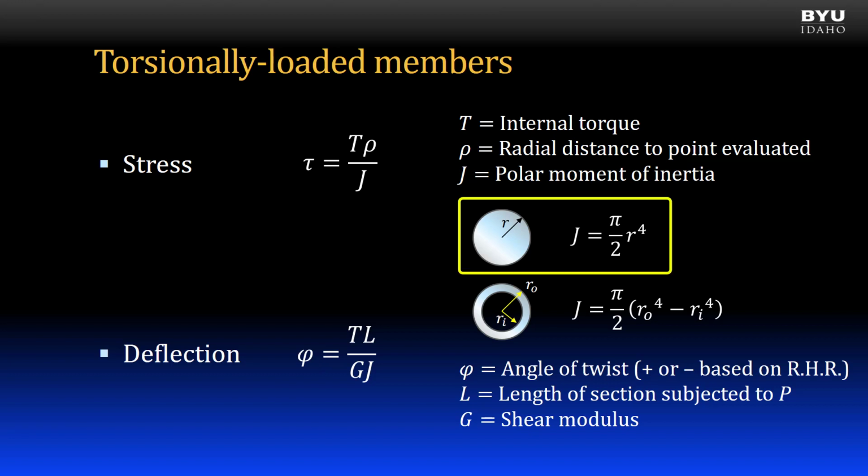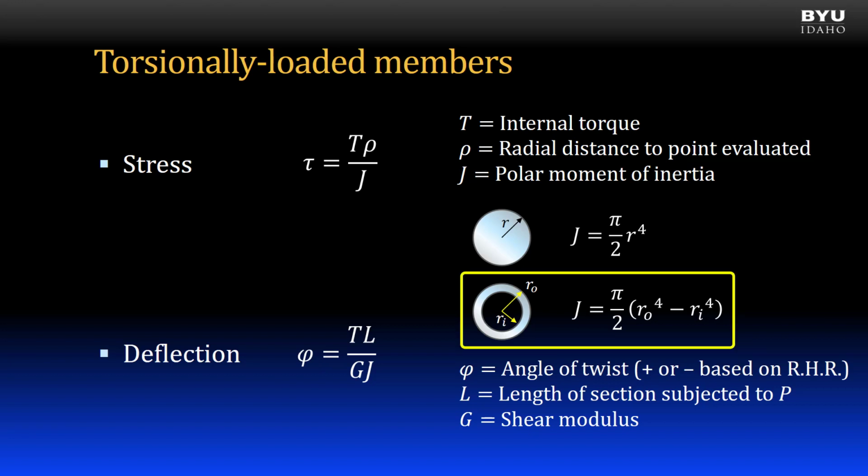For a solid cross-section, J is equal to pi over 2 times radius to the 4th power. For a hollow cross-section, J is calculated as the polar moment of inertia of the outside circle minus the polar moment of inertia of the inside circle. This is simplified in the equation shown. Don't pull the 4th power exponent outside of the parentheses. This violates the rules of exponents. The units on polar moment of inertia are typically in inches to the 4th power or meters to the 4th power.